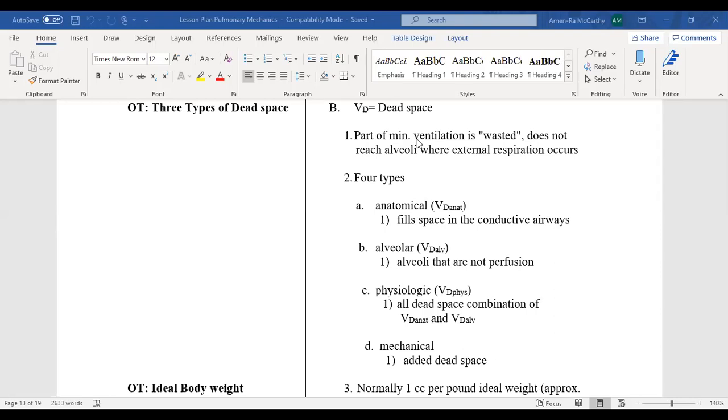Number C, physiologic. VD-PHYS, that's physiologic dead space. It's just adding the 2. Anatomical plus the alveolar together is physiologic dead space. Physiologic dead space is adding the 2 together, anatomical and alveolar.